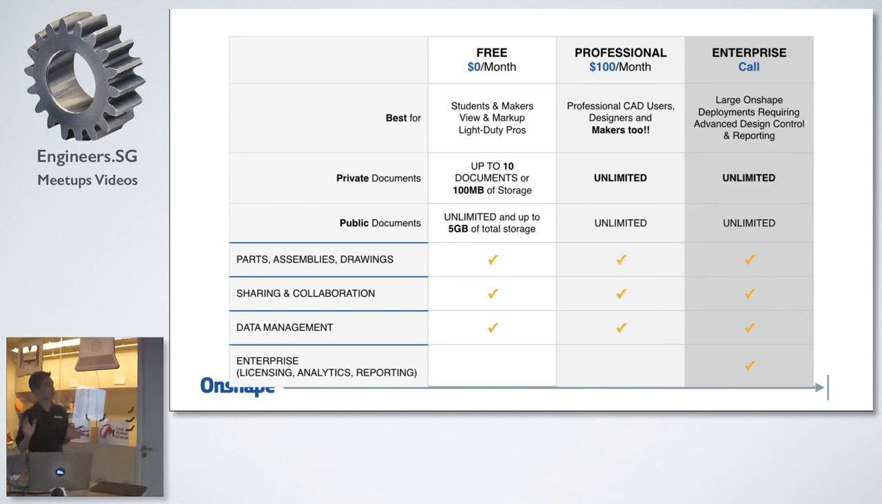For Onshape, we don't do that. We just use it. As a free user, there is a limitation of up to 10 private documents, or not more than 100 megabytes of storage within the private documents. For public documents, you can have unlimited documents. Public documents mean that anyone who uses Onshape can see that document. They can search it and reuse it. So if you have some ideas, there are a lot of users, especially from the US, Australia and Japan, who make use of public documents to share ideas with the community.